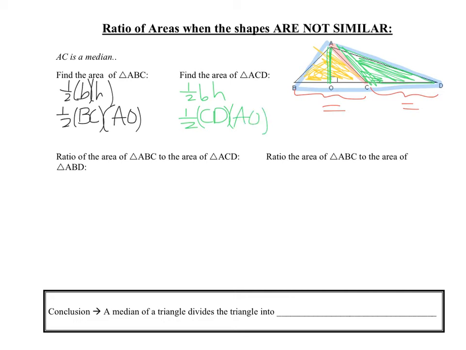All right, so compare these two, and you notice that they both have the AO. They have the same height. They both have the 1/2. And then how does the BC compare to CD? BC, if you remember over here, is equal to CD because C was a median. So those are the same exact measurements. So the ratio of the area of triangle ABC to the area of triangle ACD would be 1:1, because those areas are equal.